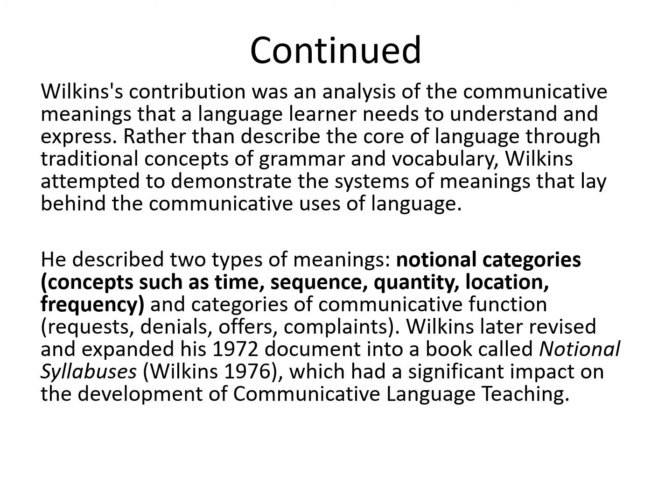He described two types of meanings: notional categories, which are concepts related to time, sequence, quantity, location, and frequency, and categories of communicative function. In communicative categories we have requests, denials, offers, complaints, etc. Wilkins later revised and expanded his 1972 documents into a book called Notional Syllabuses, which had a significant impact on the development of communicative language teaching.